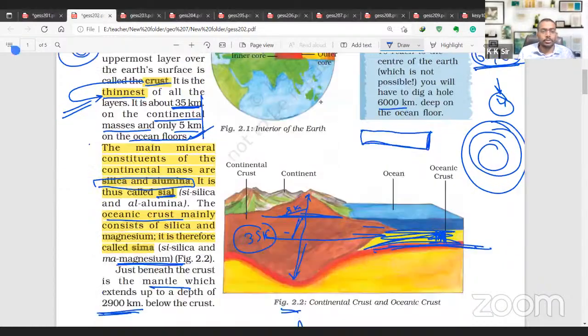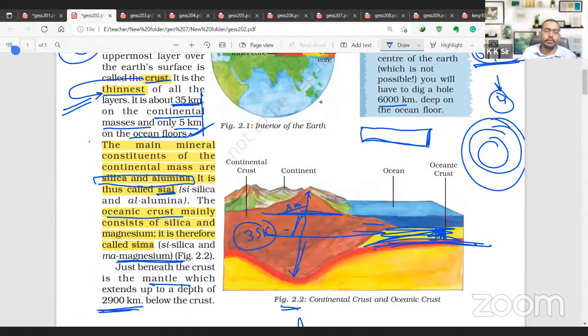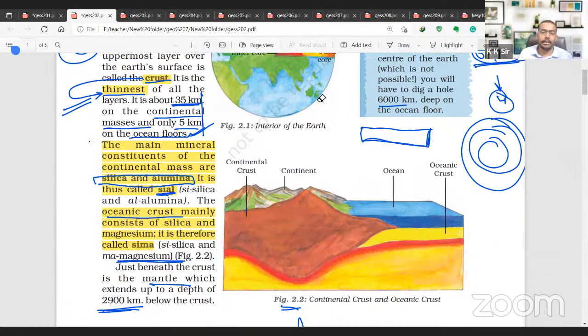हाँ, चलो. The main mineral constituents of the continental mass are silica and aluminum. It is called Sial. ये जो continental mass है, the mass of which the continents are formed, like Asia, Africa, जो हमने देखा. So these continents are formed mainly by silica and aluminum.